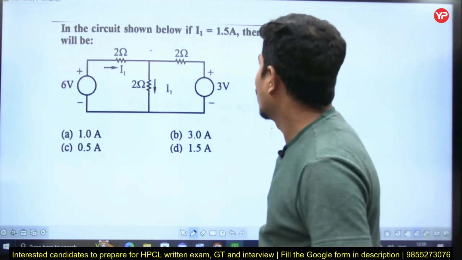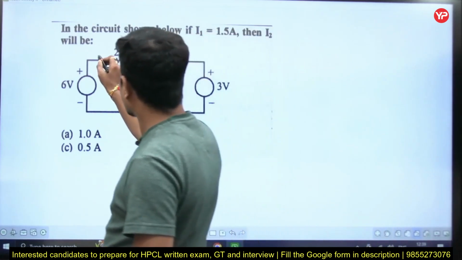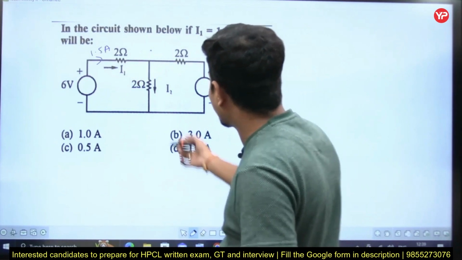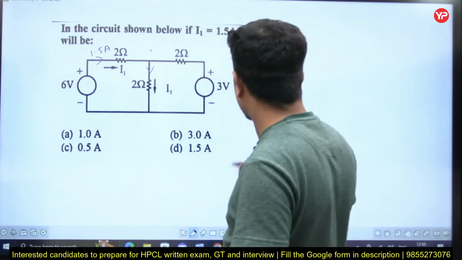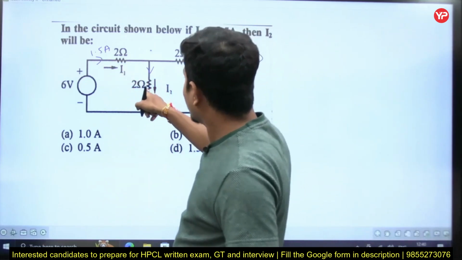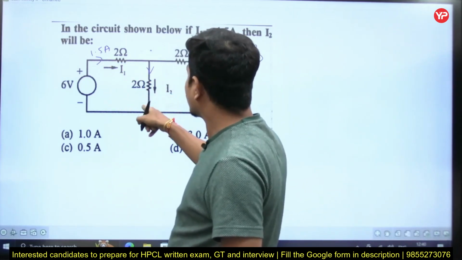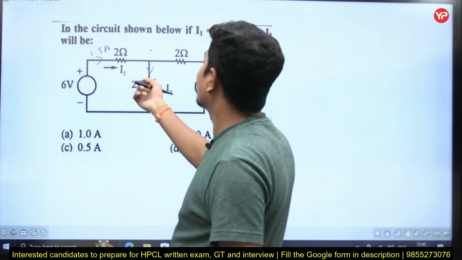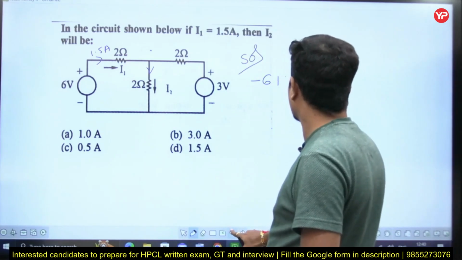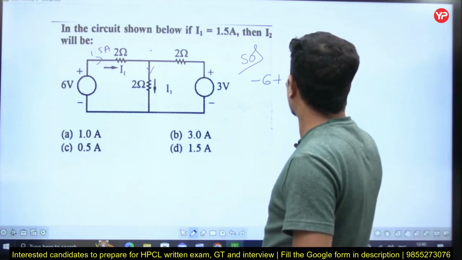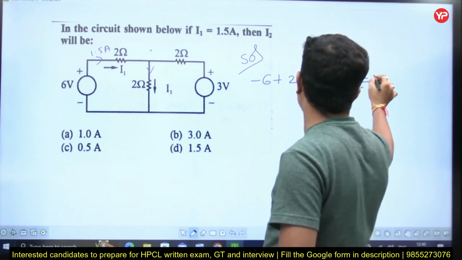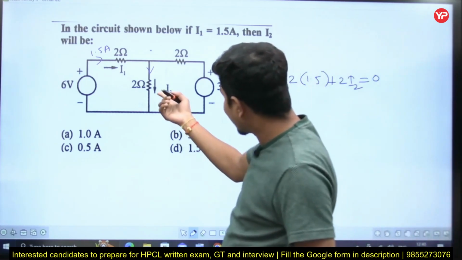In the circuit shown below, if I1 is equal to 1.5, he is saying that this current is 1.5 amperes. Then he is asking us to find the current I2. Most of the cases I will follow the current distribution method. I know this current, and this one is I2. Let's write KVL. Minus 6 plus 2 into 1.5 plus 2I2 equal to 0.